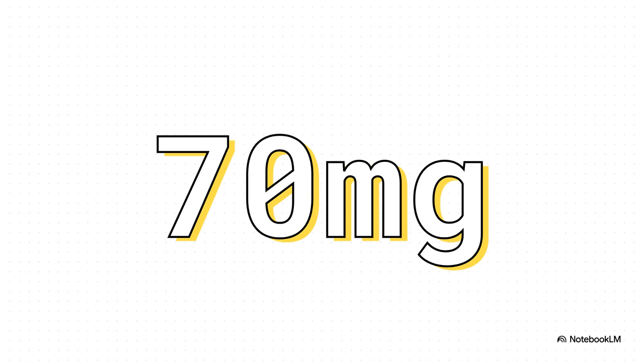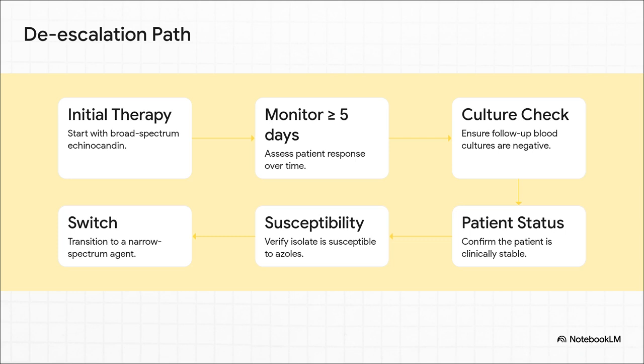So, loading doses. They're all about getting to therapeutic concentrations fast. You want to hit the infection hard from day one. That 70 milligram loading dose of Caspofungin, for example, is standard practice for a reason. It ensures you get adequate drug exposure right from the get-go. This de-escalation pathway is just a core principle of good antifungal stewardship.